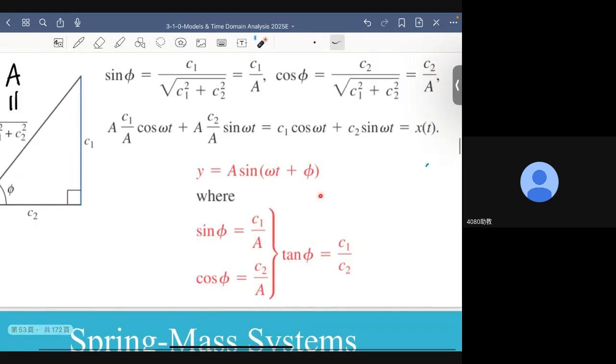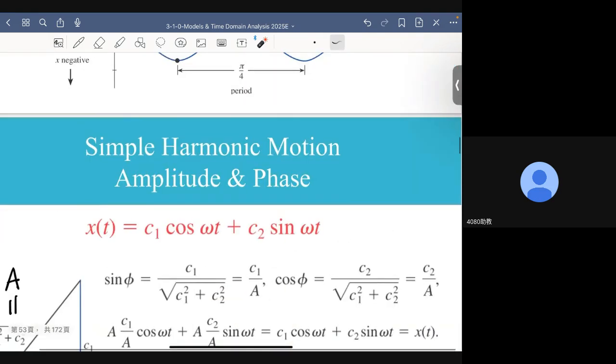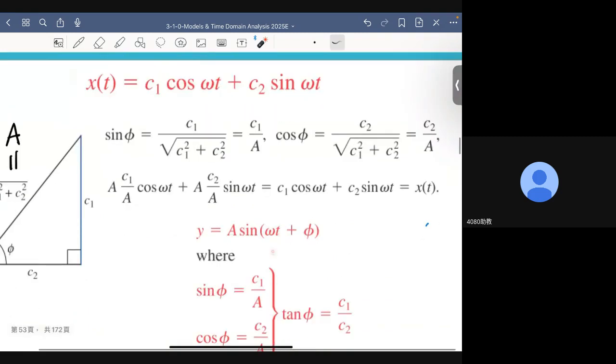Horizontally by changing the phase, all right? So a simple harmonic motion actually consists of three elements: amplitude, frequency, and phase, okay? Amplitude, phase, and natural frequency, all right? Now, with such a representation, everything becomes meaningful, okay? Because these three parameters directly characterize the moving patterns of the simple harmonic motion.